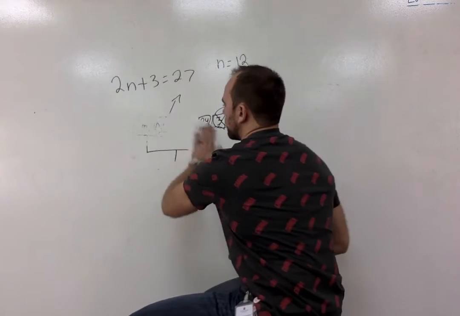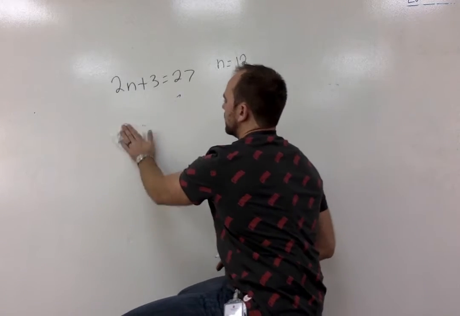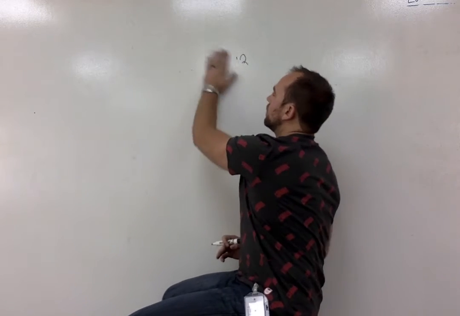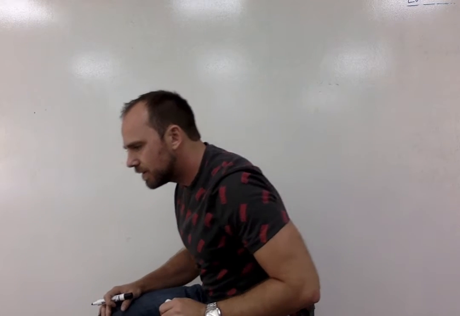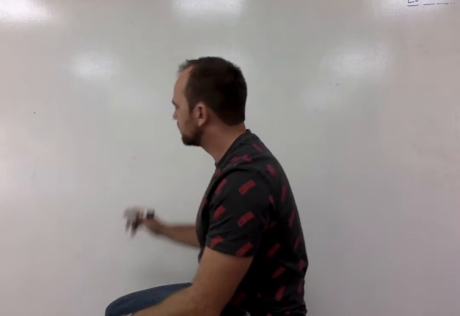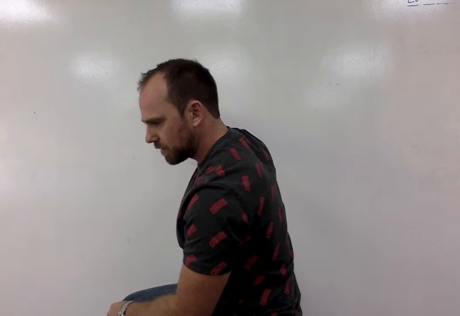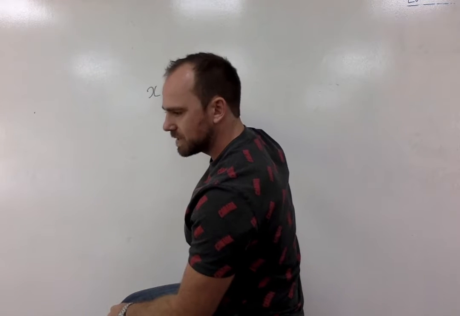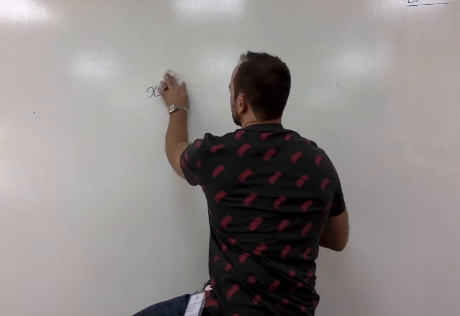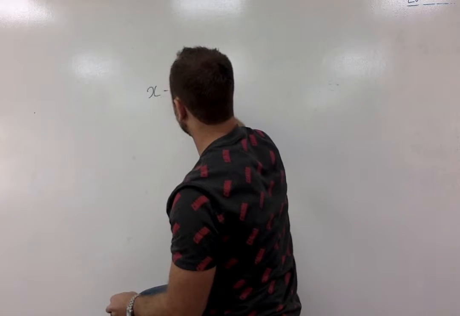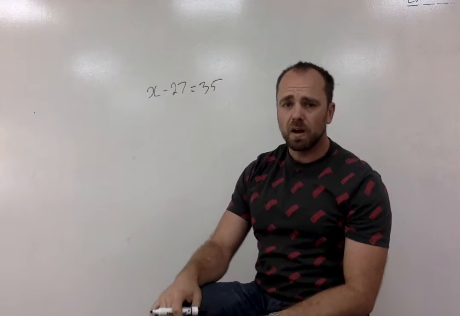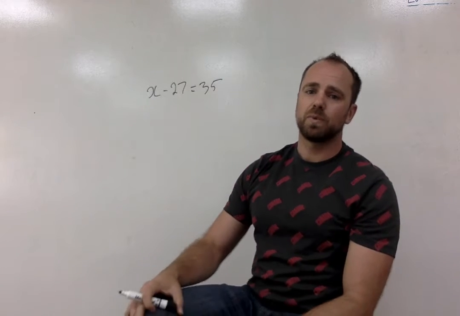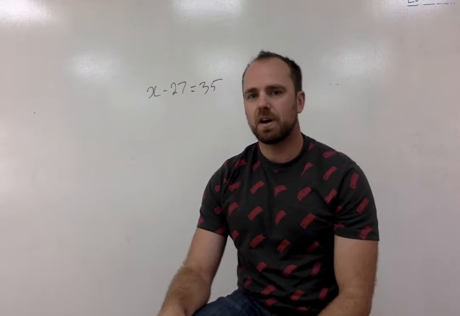All right? Now, if I move on, I'll give you a different example, but this time I'm not going to be using the scale. Let's use an example of, where's the question? Here we go. I'll start with an easy one. So x - 27 = 35. All right, so what we're essentially doing is we are using opposite operations.